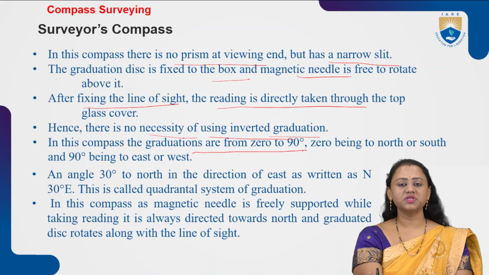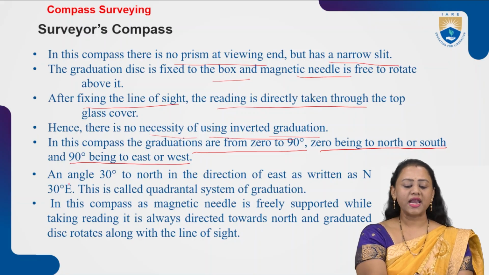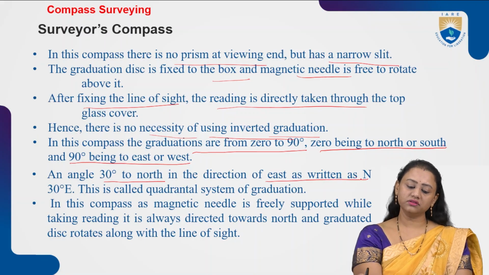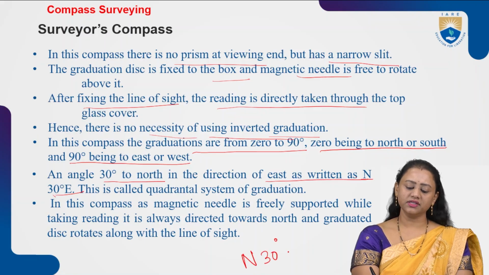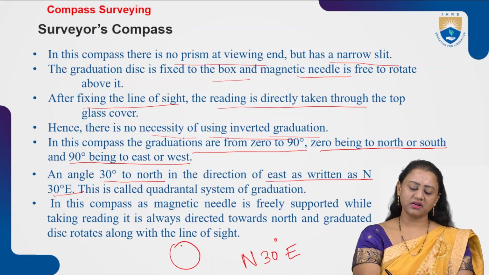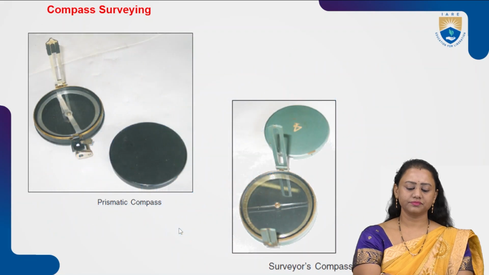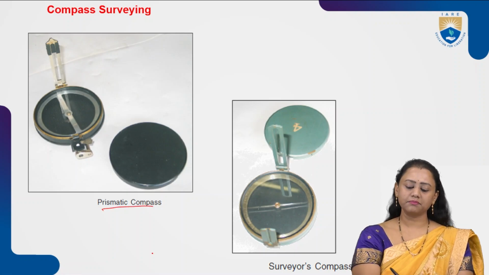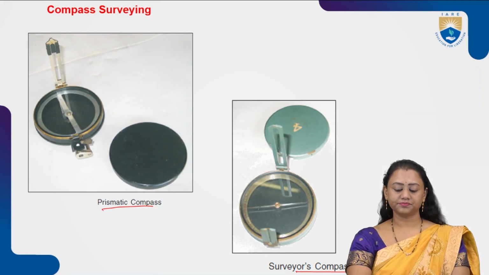The graduations are from 0 to 90 degrees, 0 being north or south and 90 degrees being east or west. So an angle of 30 degrees to the north in the direction of east is written as north 30 degrees east. So your compass is graduated at 0 degrees. So we can look at this diagram. This is the diagram of a prismatic compass and this is the image of a surveyor's compass.